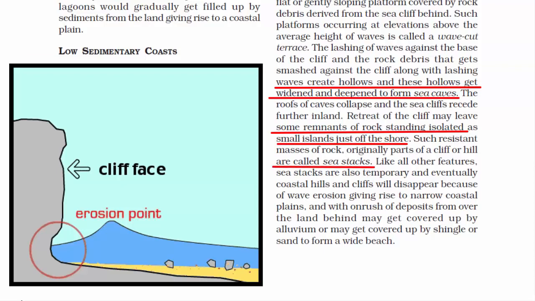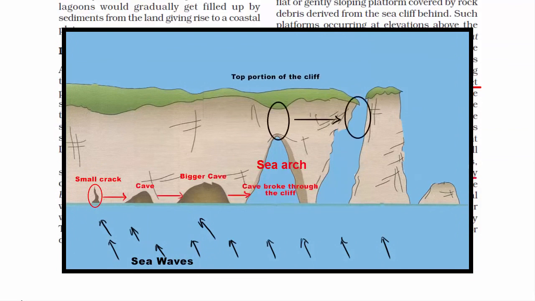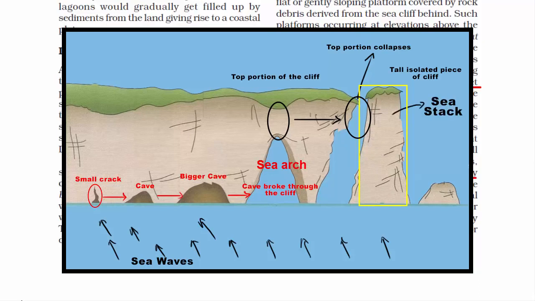Now this constant process creates a crack in the cliff. Then this crack becomes larger and forms a cave. Then the roof of the cave collapses, bringing the top portion of the cliff down. Now this process isolates a tall stack of rock. This is also called a sea stack. Like all other features, sea stacks are also temporary. They will disappear. Coastal hills and cliffs all will disappear because of wave erosion, giving rise to narrow coastal plains.